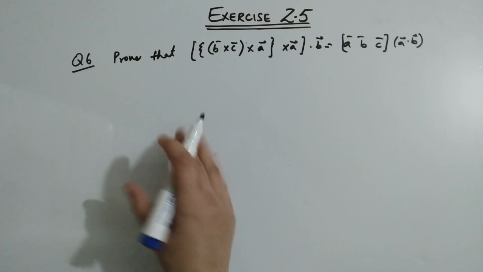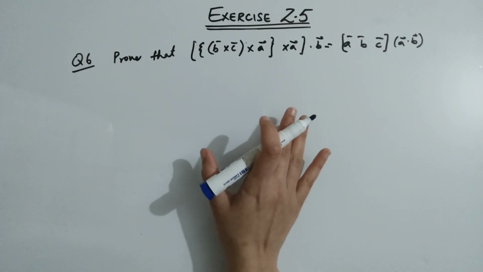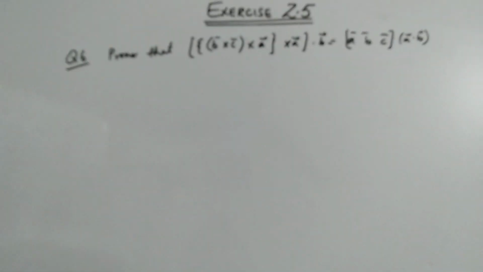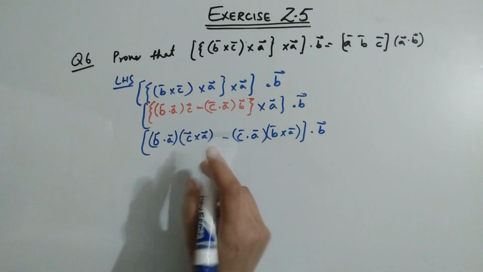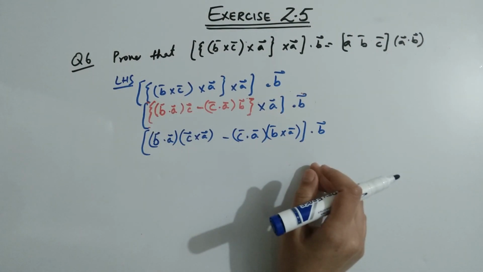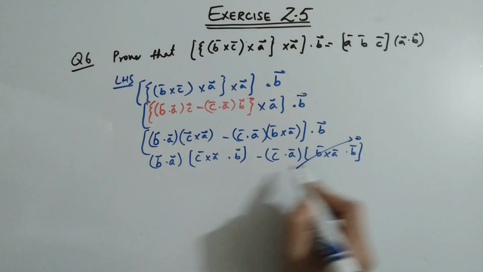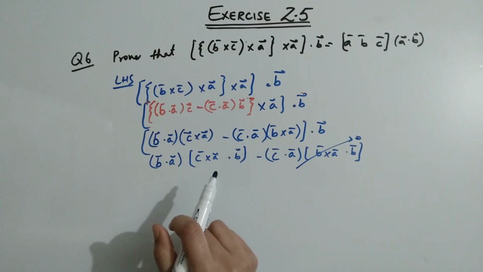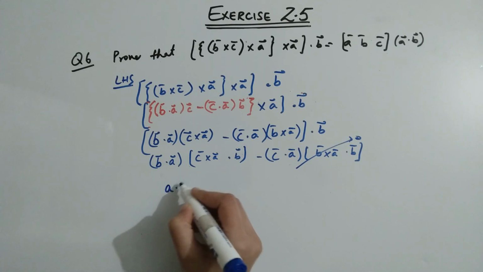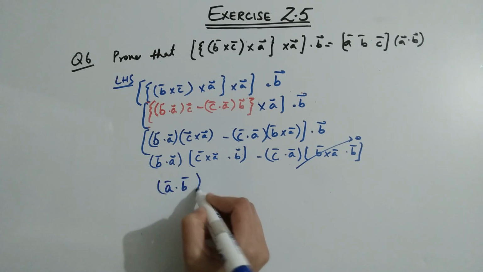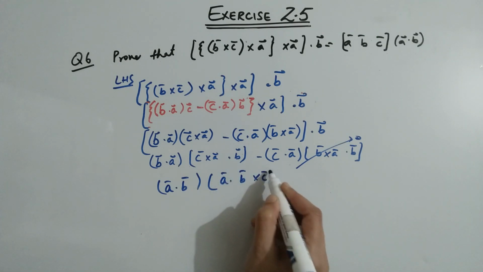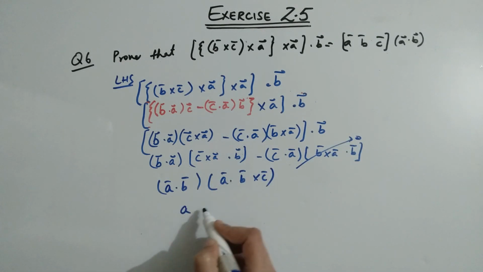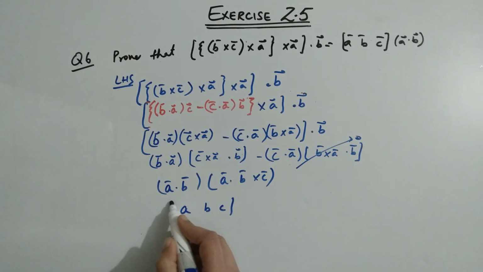In question number 6 also, you have to use the same vector triple product formula and prove the left hand side equal to the right hand side. Expanding the bracket and taking cross product with A, now taking this dot product with B, you will see that this will go to 0 and you are only left with this expression. This can be written as A dot B because dot product is commutative, and this can be written as A dot B cross C because they are equal. So writing in this form to prove the right hand side.